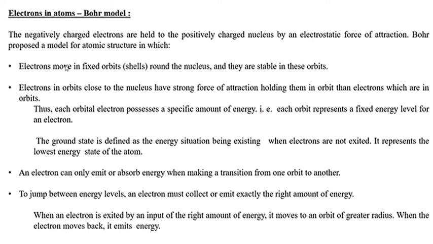So he described that the negatively charged electrons are held to the positively charged nucleus by an electrostatic force of attraction. Bohr proposed a model of atomic structure in which electrons move in fixed orbits, or shells, round the nucleus, and they are stable in these orbits. That is what he expressed, because he didn't have anything to prove this.